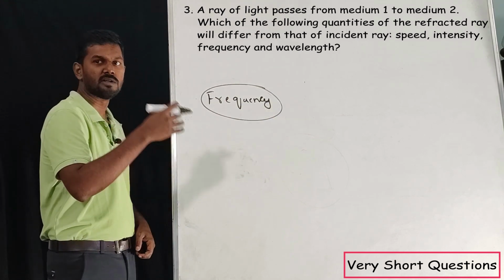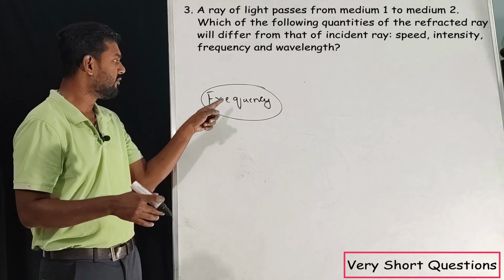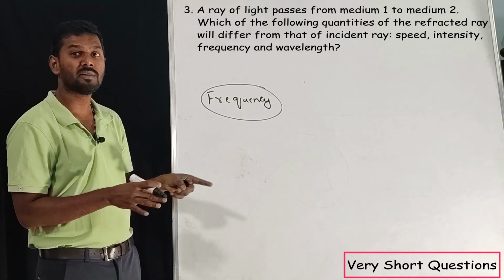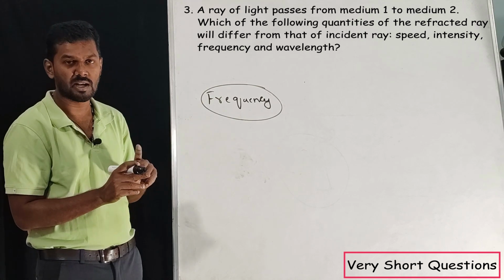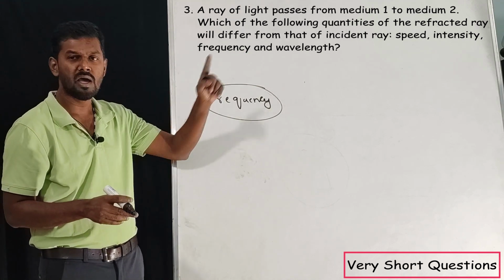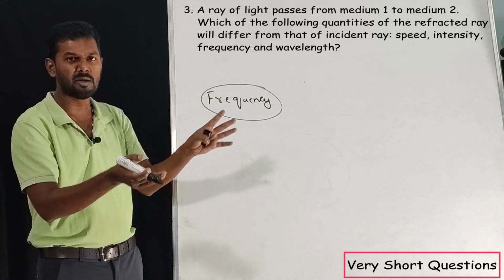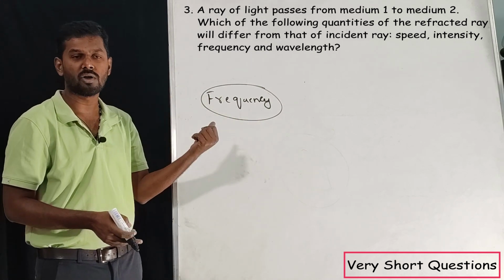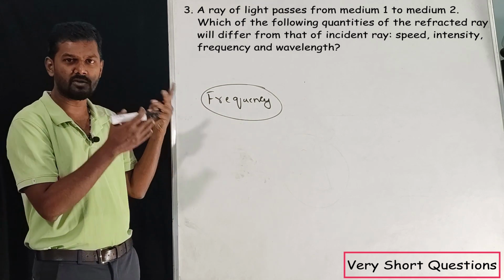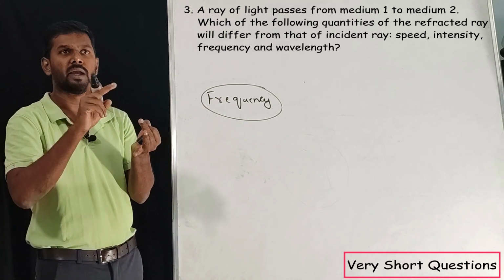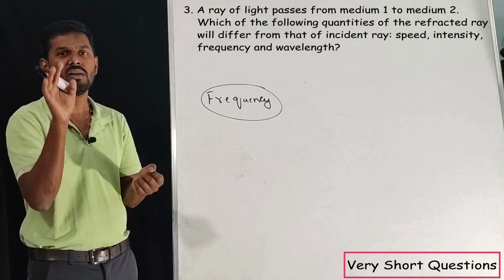Frequency will never change after the refraction because frequency does not depend upon the medium. Frequency depends upon the source. This is the reason for that. Why will frequency not change? Frequency does not depend upon the refractive index of the medium or any medium. It is because of the source. The frequency of the source will never change. But all the remaining things, speed, intensity and wavelength, will change.